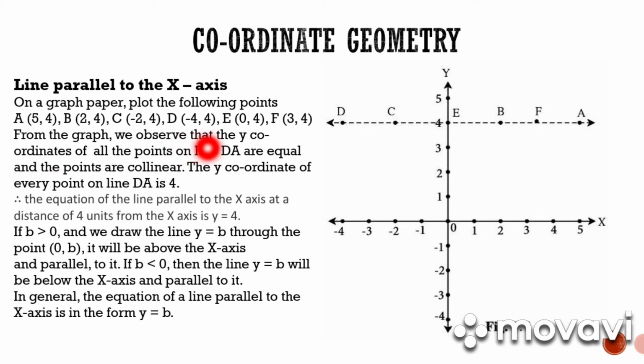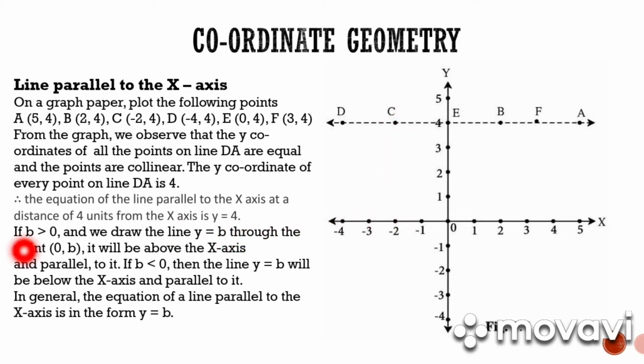From the graph we observe that the y-coordinates of all the points on line DA are equal and the points are collinear. The y-coordinate of every point on line DA is 4. Therefore, the equation of the line parallel to the x-axis at a distance of 4 units from the x-axis is y = 4.